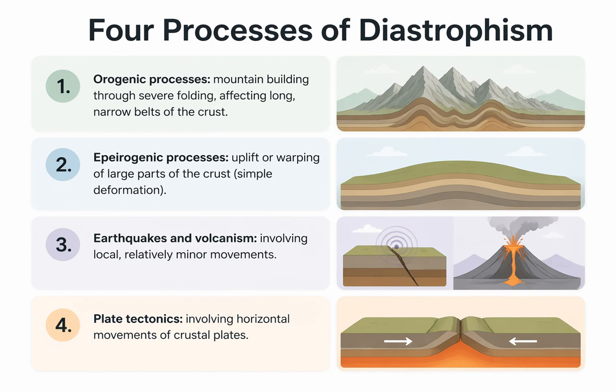First are orogenic processes, which involve mountain building through severe folding of the crust, usually affecting long, narrow belts of land. Second are epirogenic processes, which involve the uplift or warping of massive parts of the crust in a simpler deformation. Third, we include the local, relatively minor crustal movements associated with earthquakes and volcanism. And fourth, plate tectonics, which involves the vast horizontal movements of the crustal plates themselves.